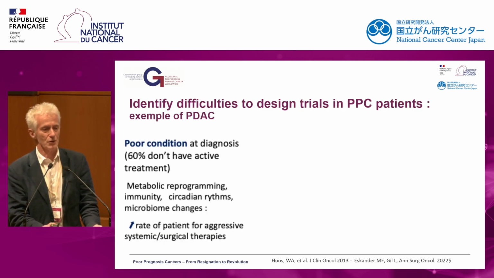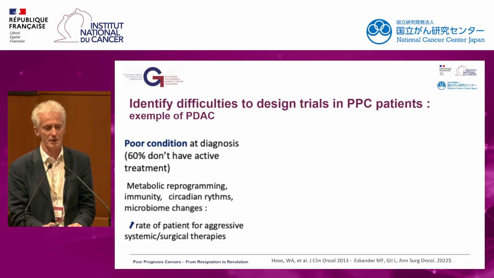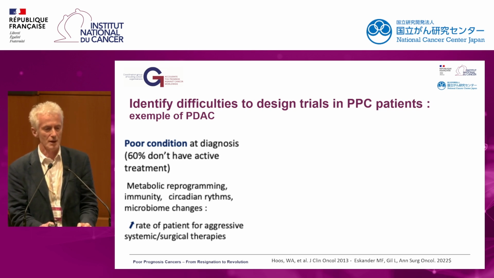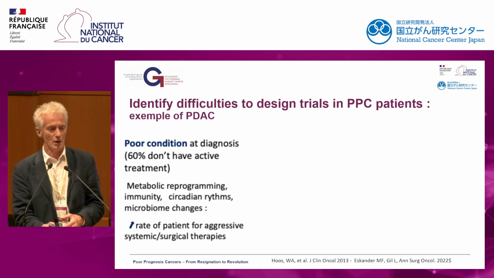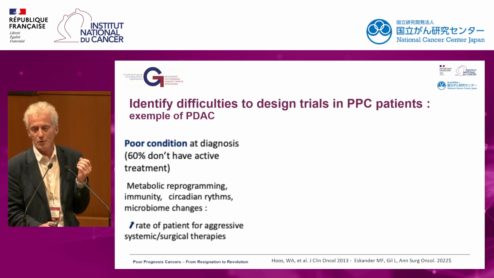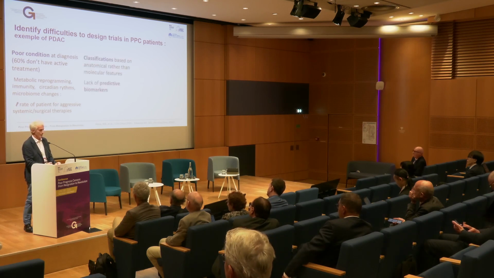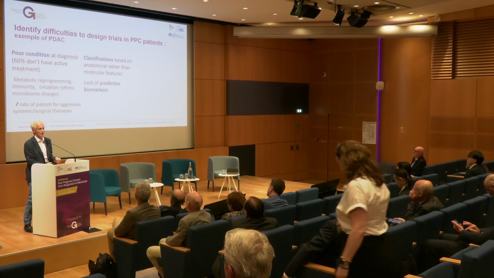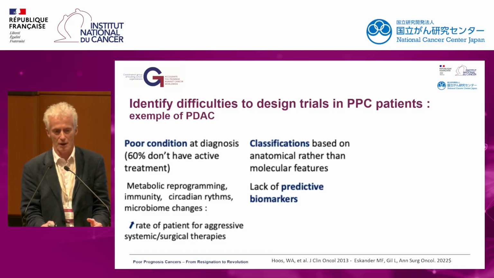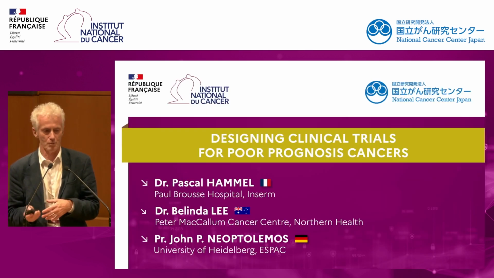Of course, for pancreatic patients, there are some difficulties. First, 2/3 of patients are in bad condition when we see them for the first time in consultation. There are metabolic reprogramming, immunity, circadian rhythm, microbiome changes, and all these things increase the rate of patients. When you can target that, you can have the possibility to target more patients for aggressive chemotherapy and surgical therapies. Then the problem, and we have to change, is that the classification is based on anatomical features with our CT scan in multidisciplinary meetings and not on molecular features for the moment.